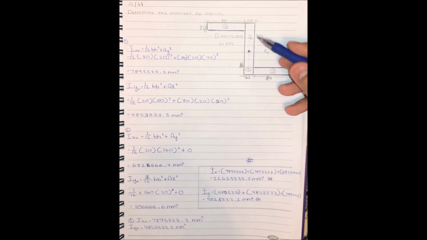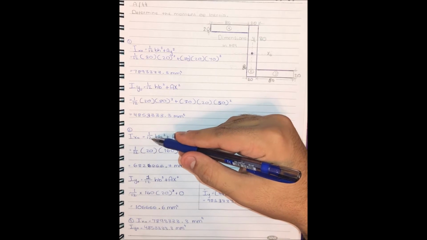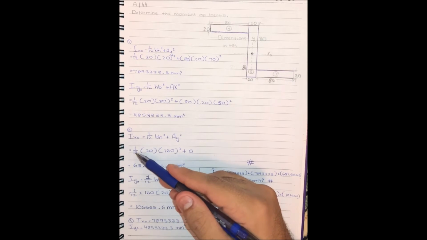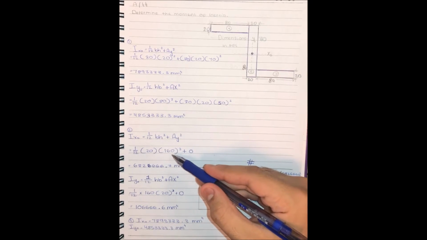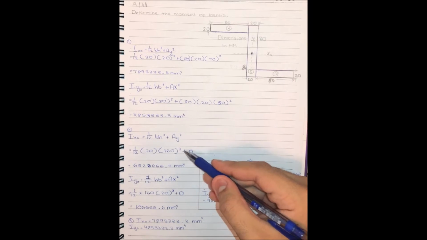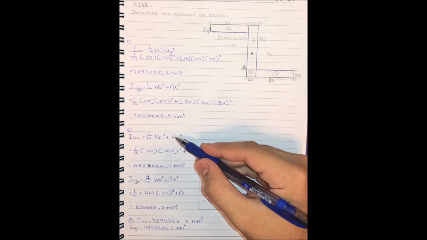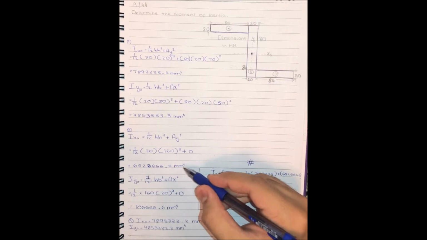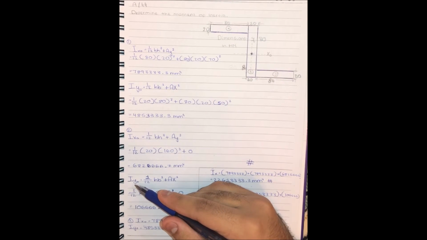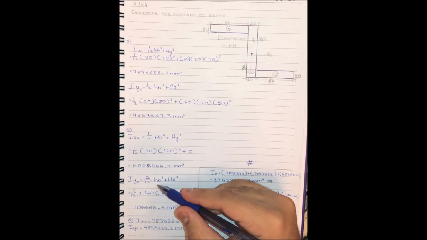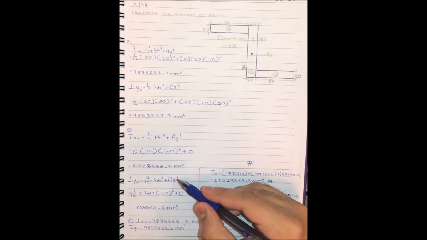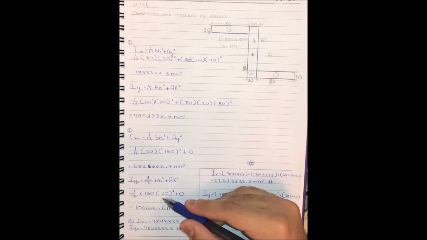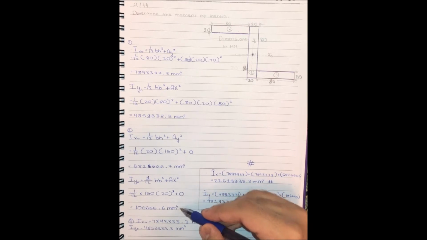For the second rectangle, this one, Ix equals 1 over 12 bh cubed plus Ay squared. That gives us 1 over 12 multiplied by 20 multiplied by 160 cubed plus 0. Why is it 0? There is area, but there is no distance in y, so it's 0. And this is the result. For Iy, it equals 1 over 12 hb cubed plus Ax squared. That gives us 1 over 12 multiplied by 160 multiplied by 20 cubed plus 0, and this is the result.